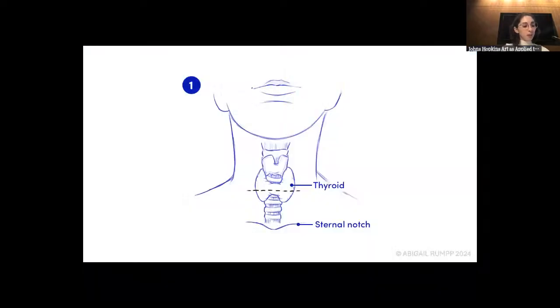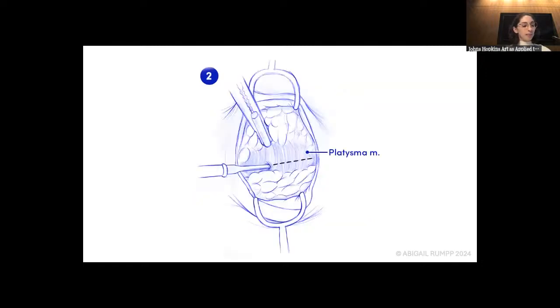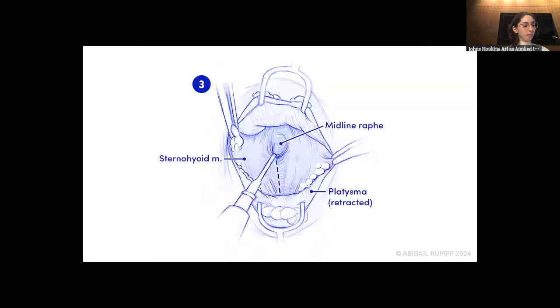So the procedure first begins with a 4 to 6 centimeter incision, about 1 finger breadth or 2 centimeters above the sternal notch, ideally in a natural skin crease for cosmetic purposes. An incision is made through subcutaneous tissues and the platysma muscle with scalpel and electrocautery. Subplatysmal flaps are raised using skin hooks, and a bovie is used to incise the platysma. The deep cervical fascia in the midline between the strap muscles, called the median raphe, is incised to separate the sternohyoid muscles, exposing sternothyroid muscles and the fibrous capsule of the thyroid gland.